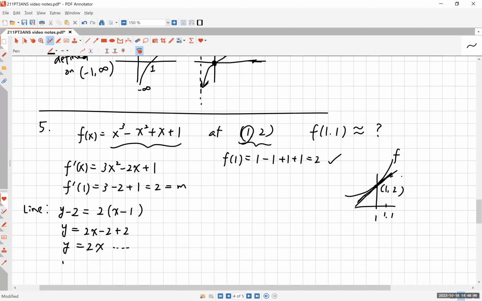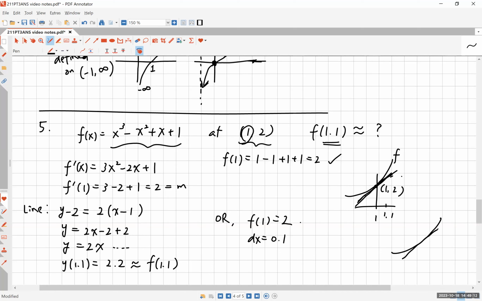So then you plug in 1.1, and that's going to be 2.2. This is an approximate value of f of 1.1. Okay, or you can estimate. Remember, f of 1 is equal to 2, right? And in this case, this point is only 0.1 away from this. So dx is actually 0.1 away.